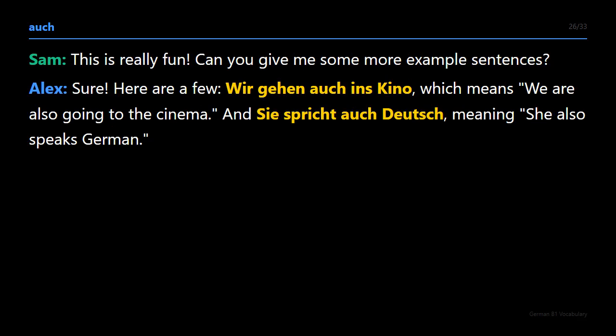This is really fun. Can you give me some more example sentences? Sure. Here are a few. Wir gehen auch ins Kino, which means we are also going to the cinema. And Sie spricht auch Deutsch, meaning she also speaks German.